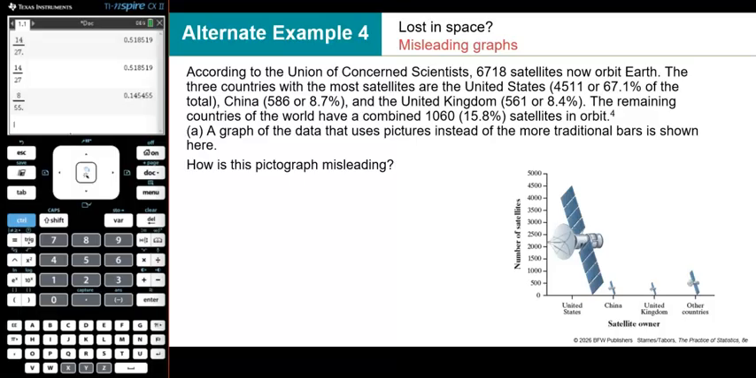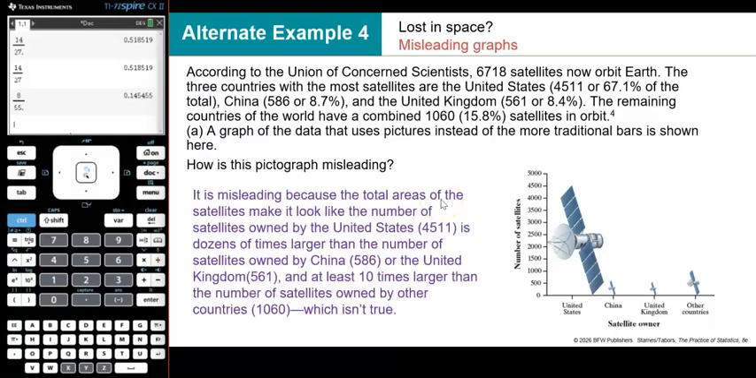We don't like that. The width should not change for each of the figures. The height can change. That's what a bar does, but the width should remain the same. It's very misleading. The total area of the satellites makes it seem like the United States owned dozens of times larger, like 100 times larger, like a crazy amount. But that's not really true, actually. It's about 7 times as much as what it should be. It looks like 50 times as much, right? It just looks very deceiving.